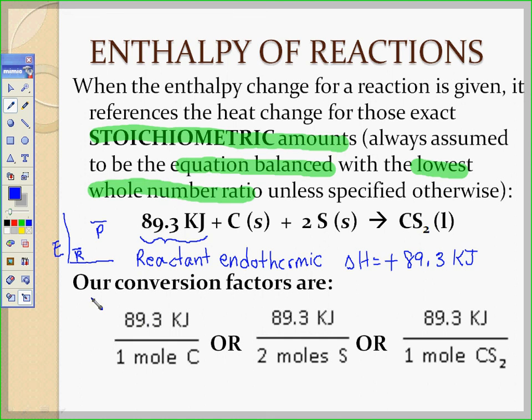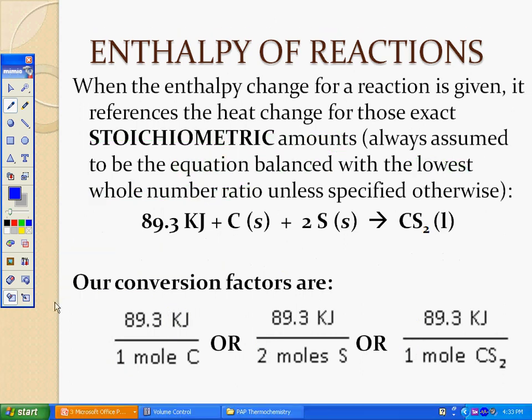Now, we'll end up with a variety of conversion factors. It's that many kilojoules, again positive because it's endothermic, per 1 mole of carbon. Now, if we wanted to talk about it in terms of sulfur, it's per 2 moles of sulfur, still positive, or per 1 mole of carbon disulfide, still positive. So let's see how we would use those conversion factors in a mathematical equation.